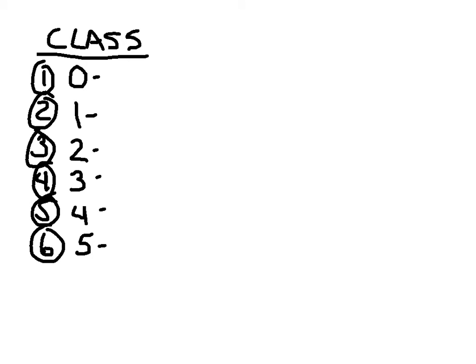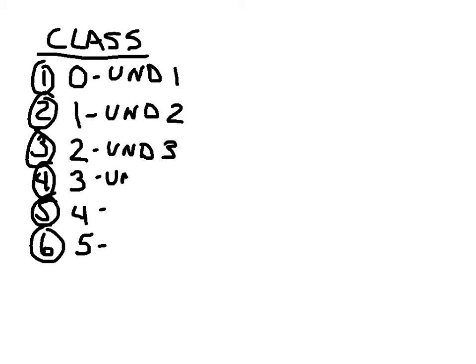There goes the dog. Now, the class upper limit essentially is under, the first one is under 1, then under 2, under 3, under 4, under 5, and under 6.